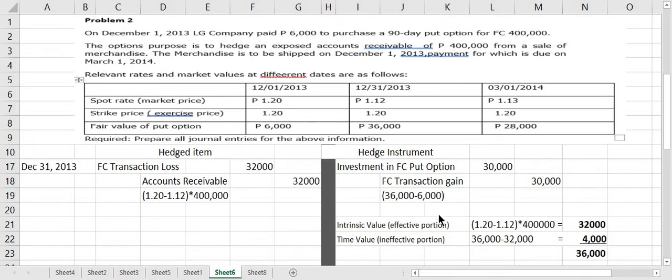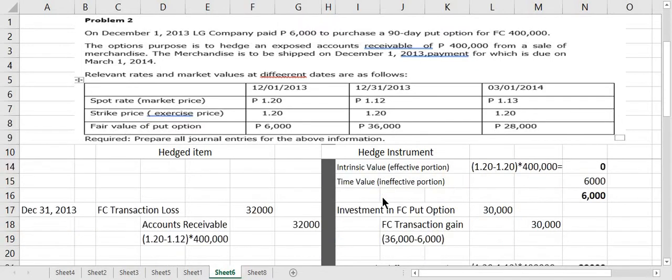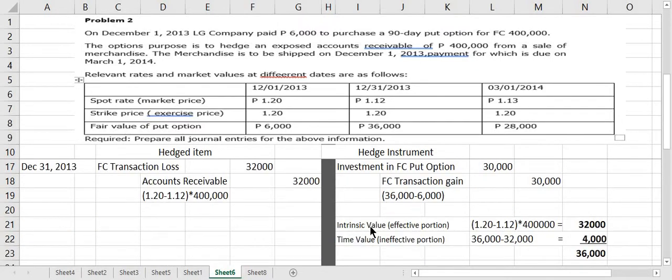So pagtatanungin ka naman, how much is the intrinsic value and how much is the time value component of the 36,000 fair value ng ating put option during December 31, 2013. Ayan. So to compute the intrinsic value or the effective portion, you get the difference of the strike and the spot rate. That's 1.20 minus 1.12 multiplied by the notional amount na 400,000 foreign currencies. Kaya meron kang 32,000 na para sa iyong intrinsic value or effective portion.